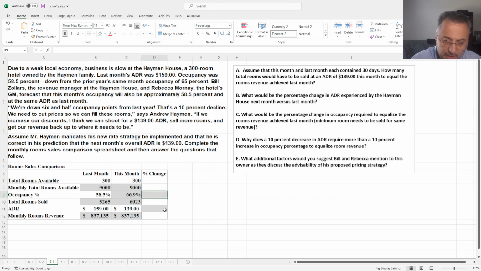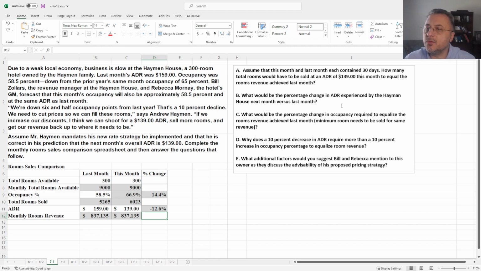And if you calculate the percentage change, let's not forget: new minus old, divided by old, 14.4%. Now, one of the questions is also asking about the ADR change. We will do the same thing: new minus old, divided by old. Of course, that number is negative because ADR decreases.